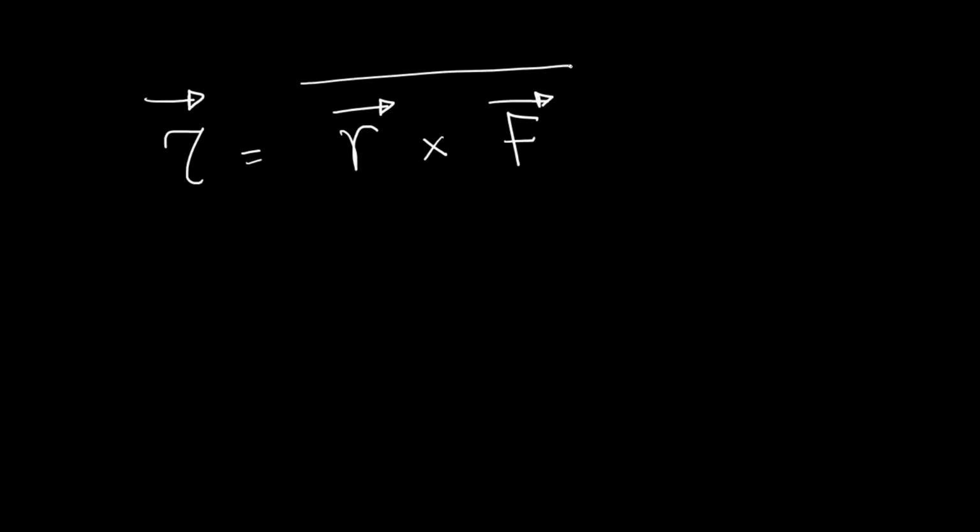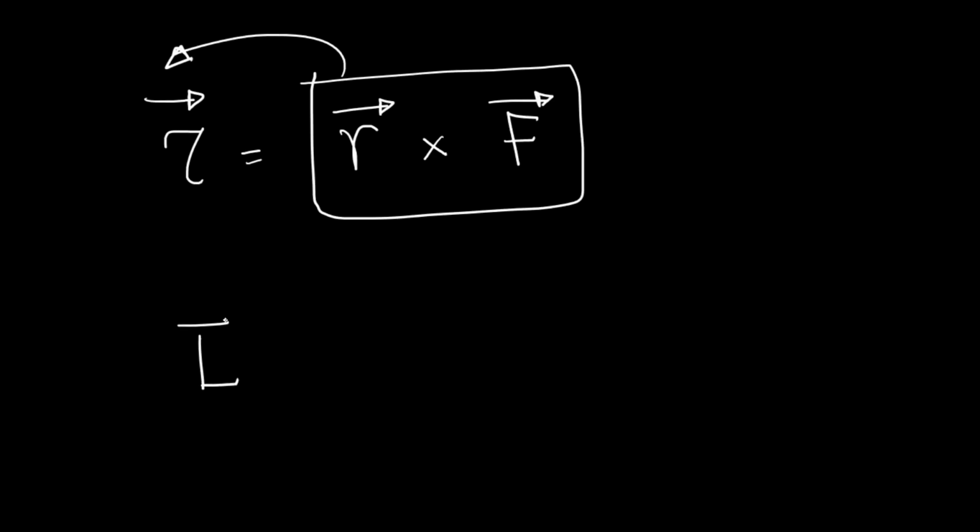Torque is equal to a vector, the position vector r, cross F, where F is the force vector and r is the position vector, and the answer is a vector. Next, angular momentum is a vector which is equal to r cross the linear momentum. These two are for a particle.